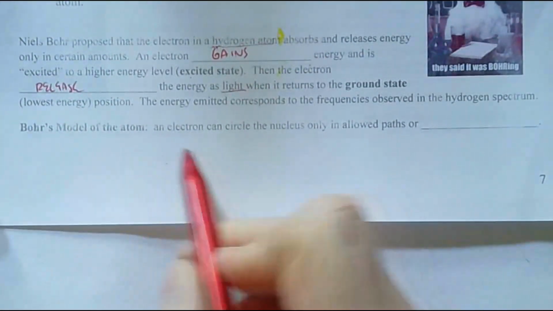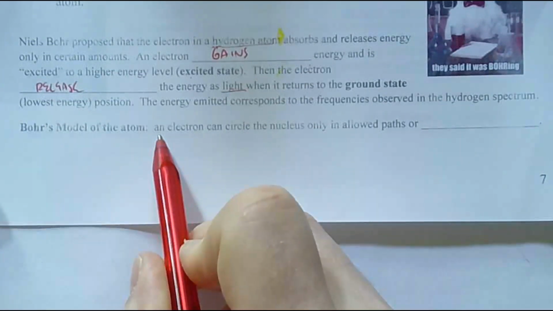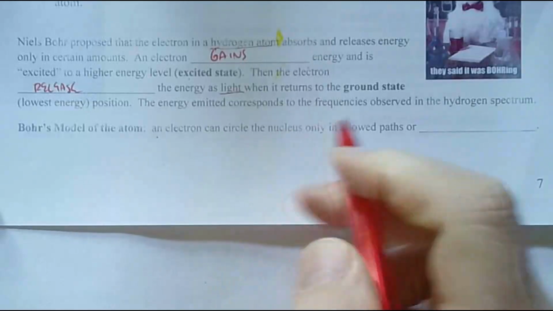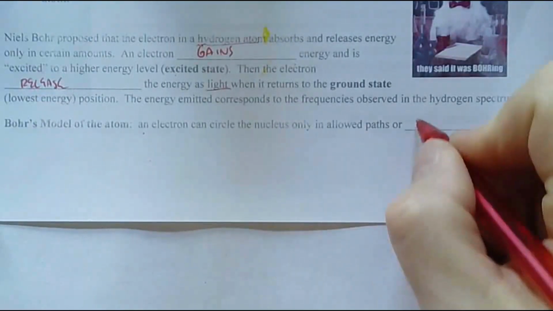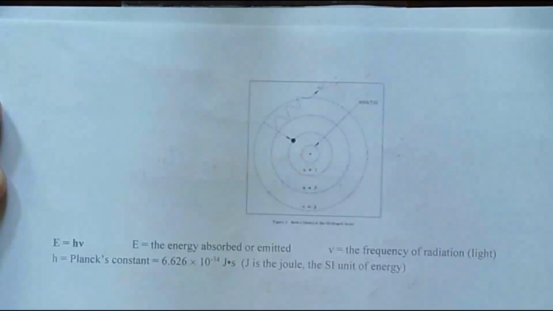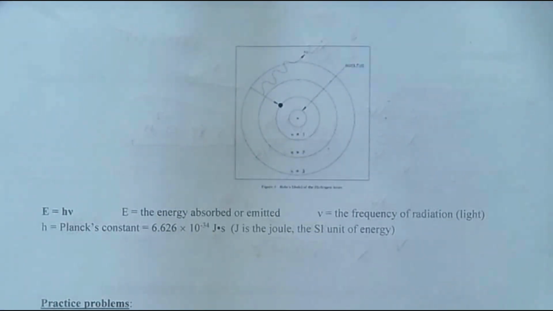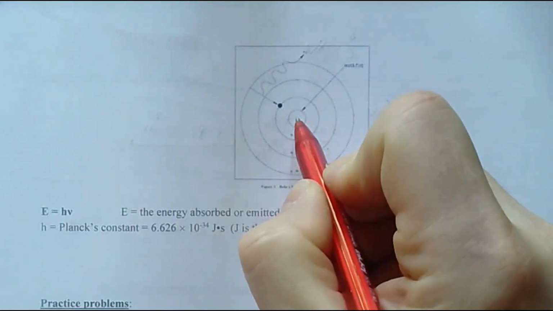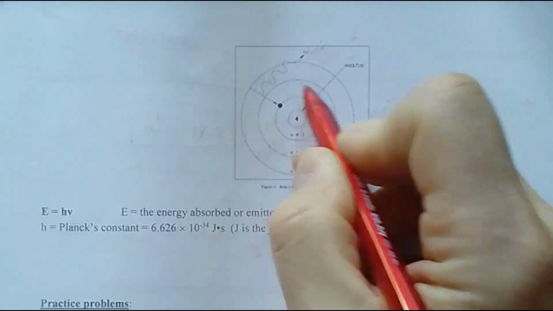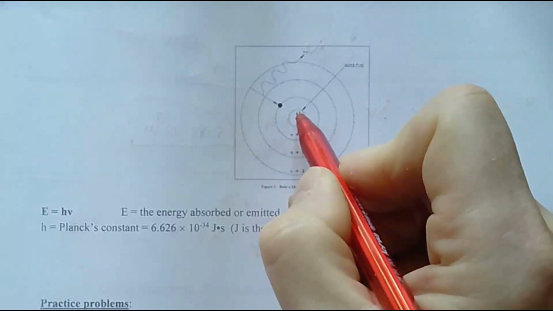So Bohr's model of the atom built upon what Rutherford had, but he said an electron can circle the nucleus only in allowed paths or energy levels. And here we have a picture of the hydrogen atom in Bohr's model. Right here in the very center is the nucleus, and these concentric rings... actually no, this whole thing is the nucleus.